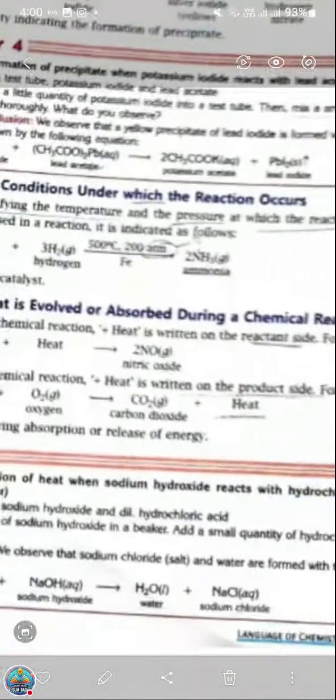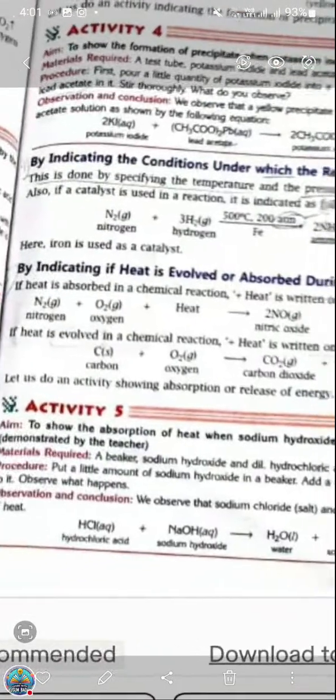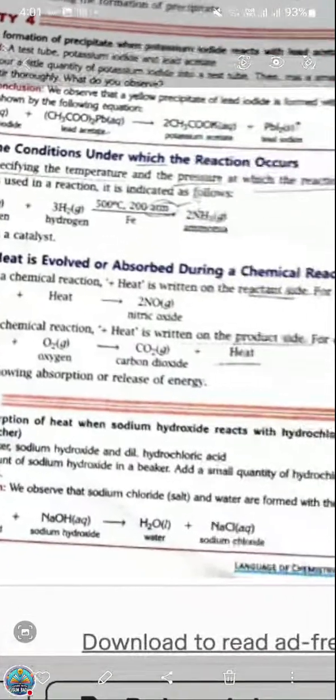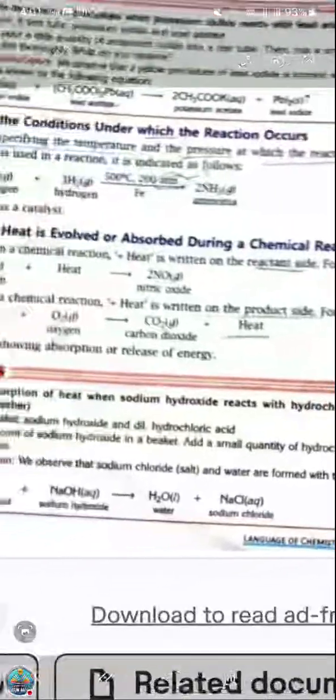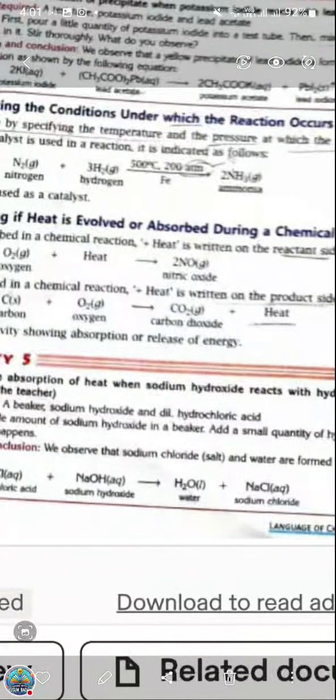So they are called conditions of the reaction. That is at which temperature the reaction is taking place, at which pressure the reaction is there, and then finally what is the catalyst used during reaction. So here this can be done by specifying the temperature and pressure at which the reaction occurs. Also, if the catalyst is used in the reaction, it is indicated as follows. So temperature, pressure, and catalyst presented just on the arrow.